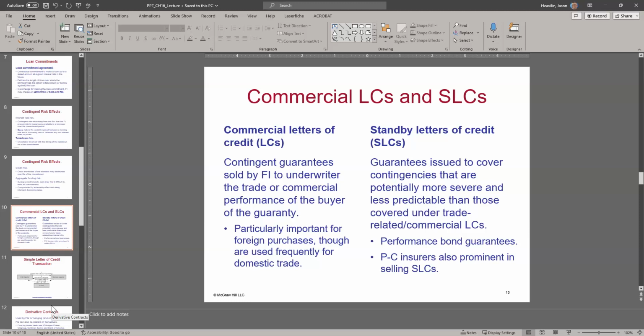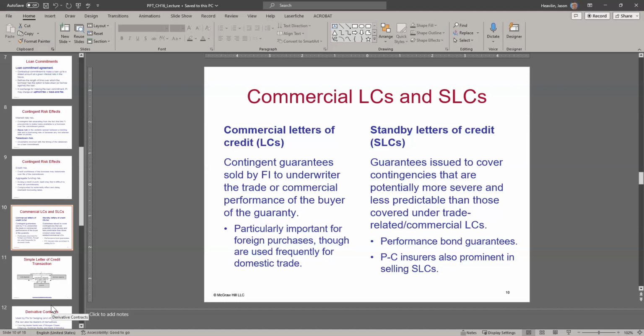So within the letters of credit that we spoke about earlier, there's commercial and standby letters. So the commercial letter of credit is contingent guarantees sold by financial institutions to underwrite the trader for the trade of commercial or performance of the buyer of the guarantee. All those words to say what I mentioned, or the example I mentioned earlier, where company B is selling to company A, so they initiate the transaction, or could be a service. So that's what they call performance, the commercial performance. And then the letter of credit serves as a guarantee that they will get paid. And that's why it says they're particularly important for foreign purchases, though are used frequently for domestic trade.